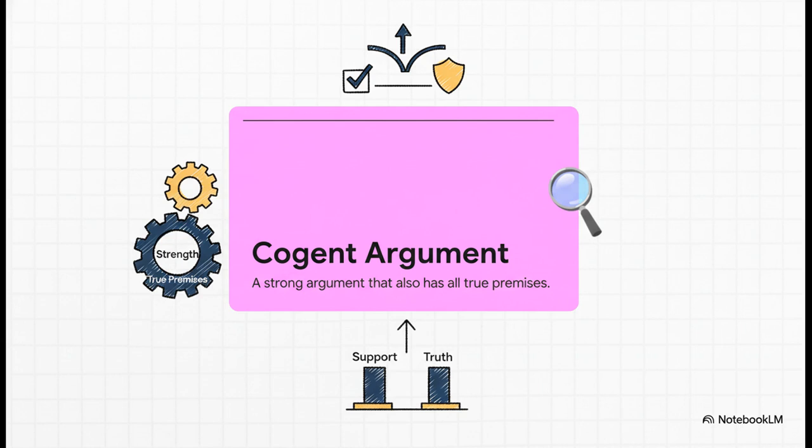And just like sound was the best-case scenario for deductive arguments, cogent is the gold standard for inductive ones. To be cogent, an argument has to hit 2 marks. First, it's got to be strong. The evidence has to actually support the conclusion. And second, those premises have to be true.